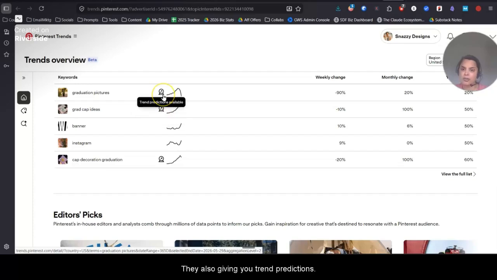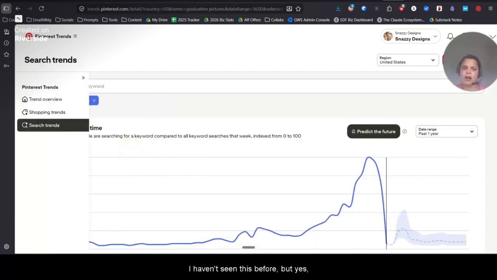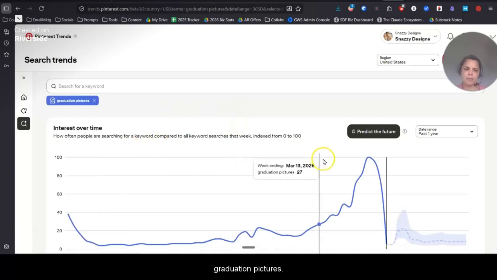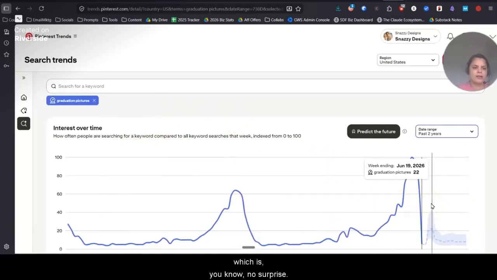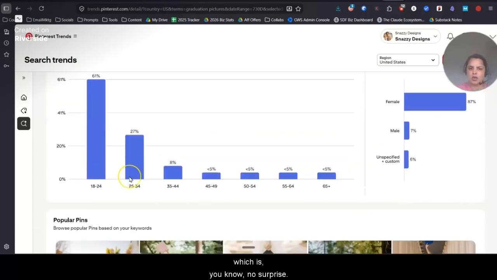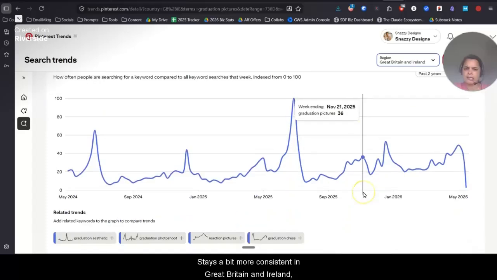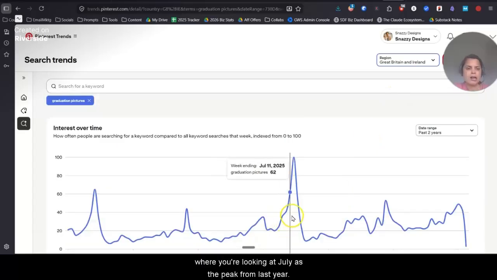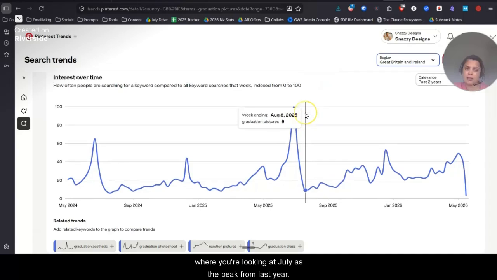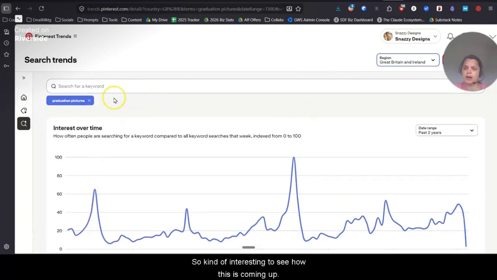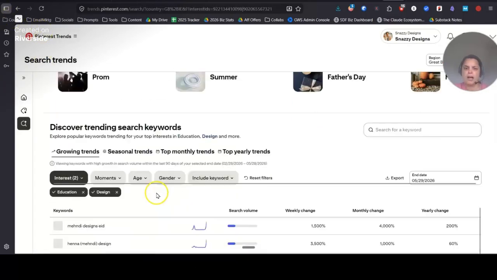They're also giving you trend predictions. So let's look at one of these. I haven't seen this before. But yes, graduation pictures, so it's expected to slow down after June, which is no surprise. Let's see if it can give us another region. It stays a bit more consistent in Great Britain and Ireland, where July was the peak from last year. So it's interesting to see how this is coming up, right?